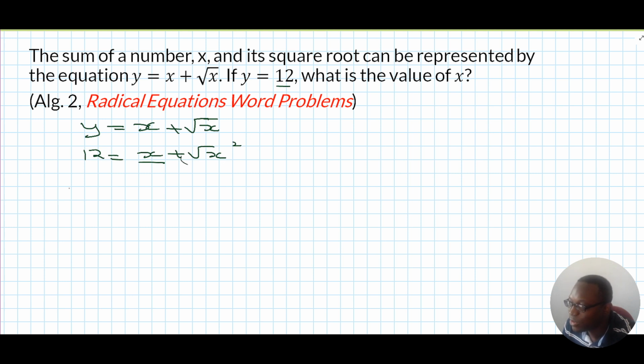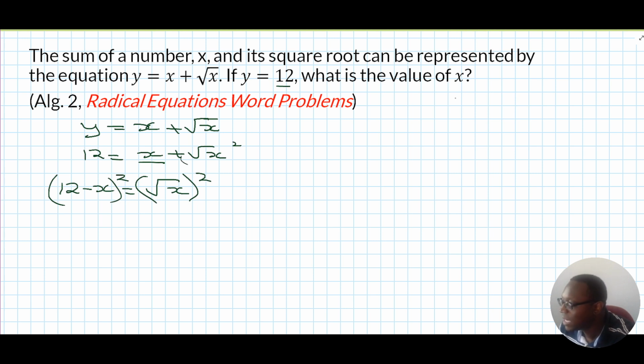So what you're going to do is subtract x from 12, and that's going to give you the square root of x. Now that you get to this point, you can square both sides of the equation, and then you can get rid of the radical sign. So we square this, and we square this. So now let's figure out 12 minus x squared.